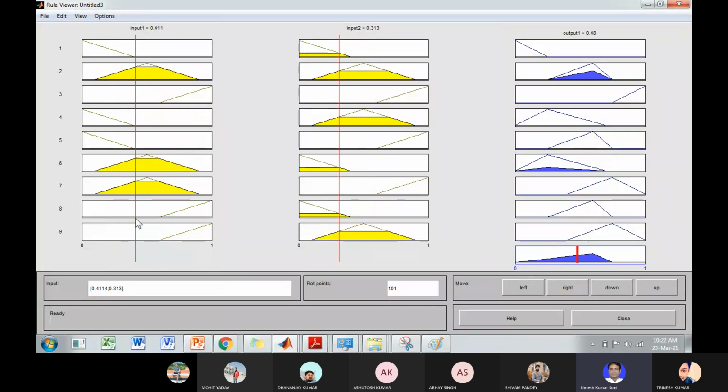Suppose you are taking this input value: input 1 value is 0.445 and input 2 value is 0.313. So here you take, you see that the area on the left side is equal to the area on the right side. Yes, what do you think, is the area equal or not?